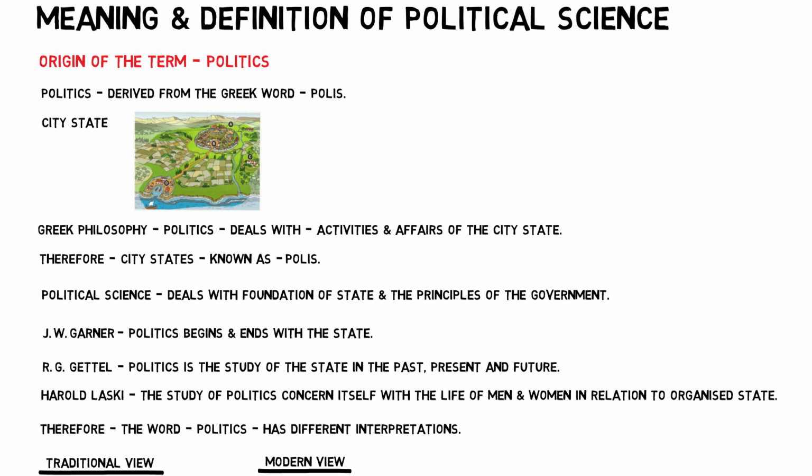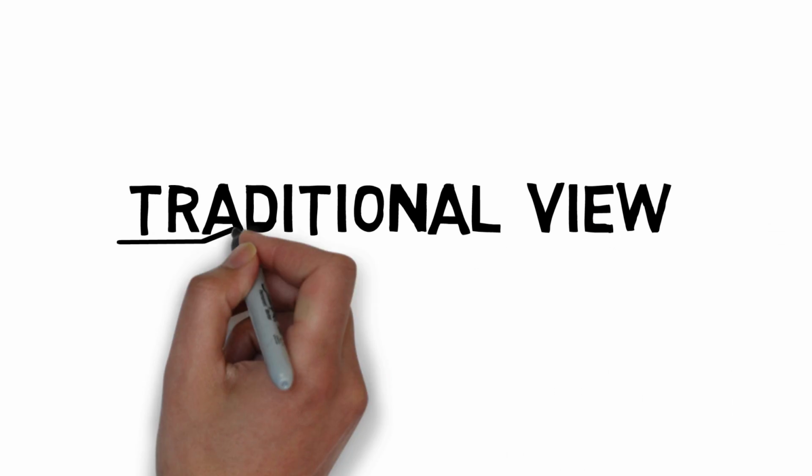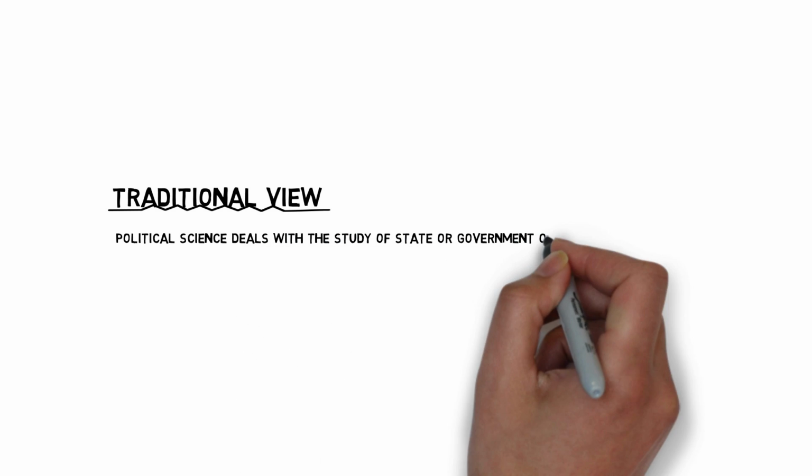So now let us take first the traditional view of understanding the meaning and definition of political science. According to traditional political scientists, politics deals mainly with the study of the state, the government, or related institutions. So from a traditional view perspective, political science deals with the study of the state and its government and all those institutions which support the state or contribute to building the state in a way comfortable for the people. In short, the traditional view of political science is the study of the state, the government and all the related institutions.